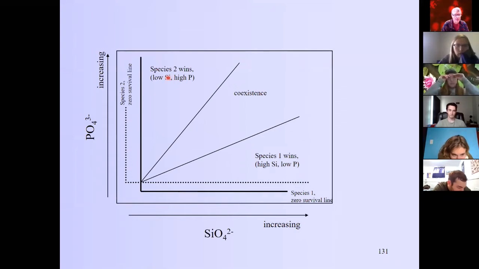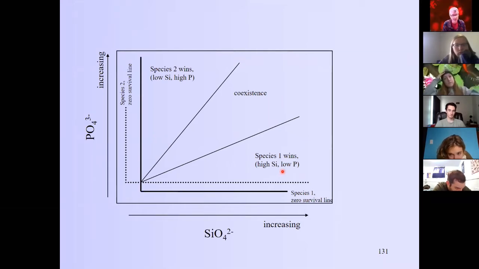If you have low silicon and high phosphorus, then species two wins because it's a better competitor at low silicon and high phosphorus. Species one is a better competitor at high silicon and low phosphorus. So there are these zones where one or the other species is going to dominate. And this definitely works in chemostats, a controlled environment with flow through, where you just keep the nutrients really constant at some level and you can mess with the ratios.